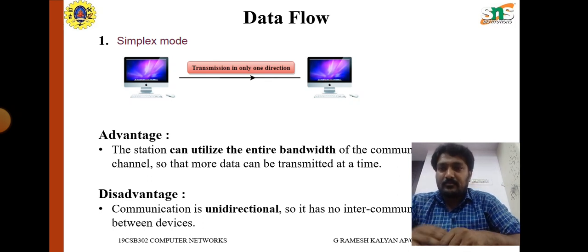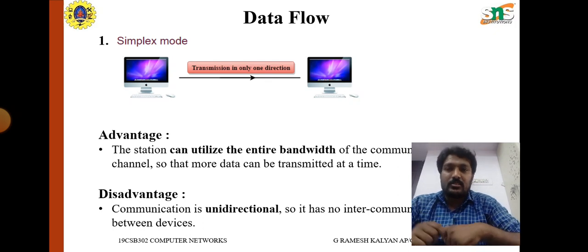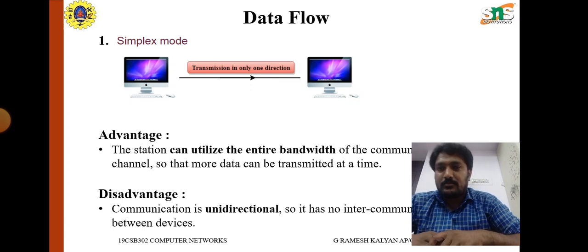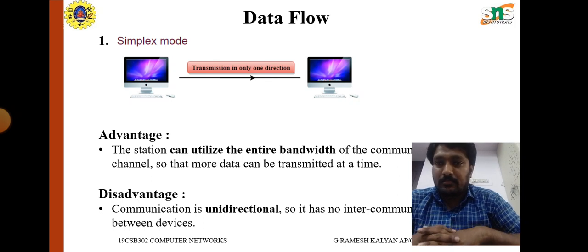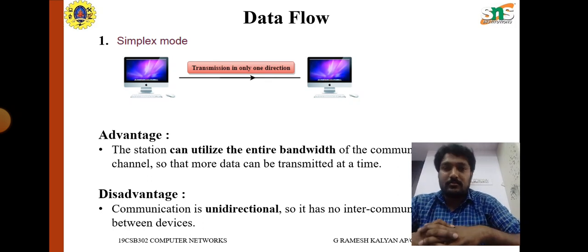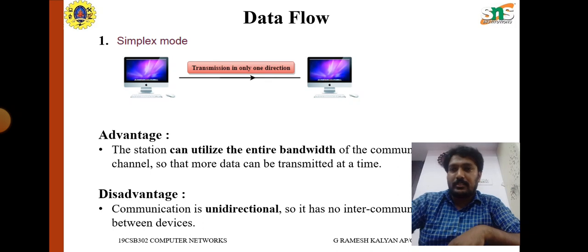The main advantage is that it can utilize the entire bandwidth. As the communication happens in one direction only, it can use all the bandwidth, so more data can be transmitted at a single time. The disadvantage is that it is unidirectional, so either it can receive or send.